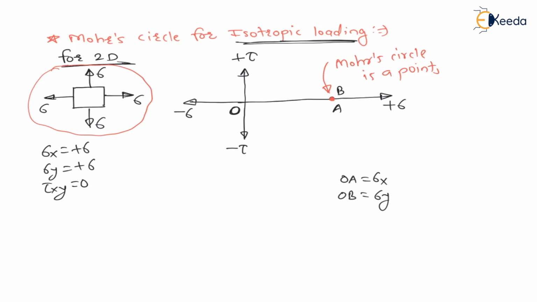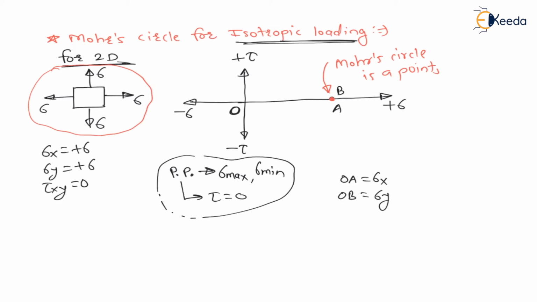Now the very important point is, what are the principal planes here? What is the definition of principal plane? P for principal, P for planes. Principal planes means the planes on which principal stresses are acting. The plane on which maximum principal stress and minimum principal stress are acting, as well as on the principal plane the shear stress is 0. This is the definition of principal plane.